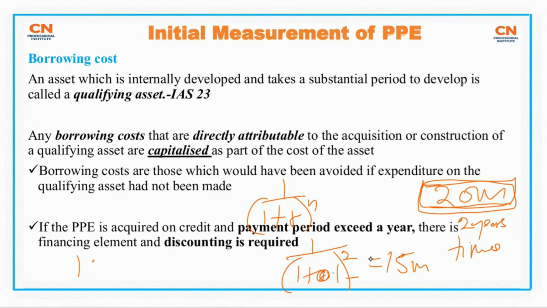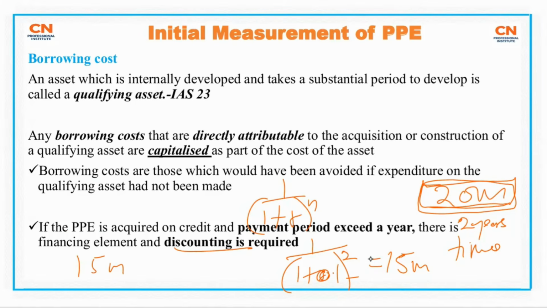Then the 50 million is what we are going to record as the cost of the PPE, not the 20 million. The difference between the 20 million and the 50 million is the financing element, which is recorded in P&L. You don't record it in one year, you spread it over the 2 years. So have this in mind. This is also one principle you can be tested on. Whenever you buy PPE on credit, you are not paying immediately, and the period is 1 year or more, there's a financing element. So you can't record the whole amount as the cost.